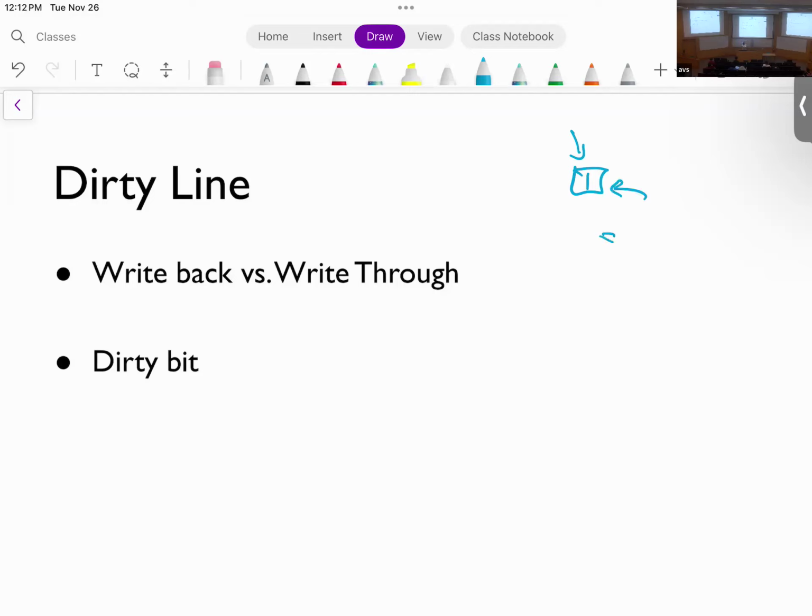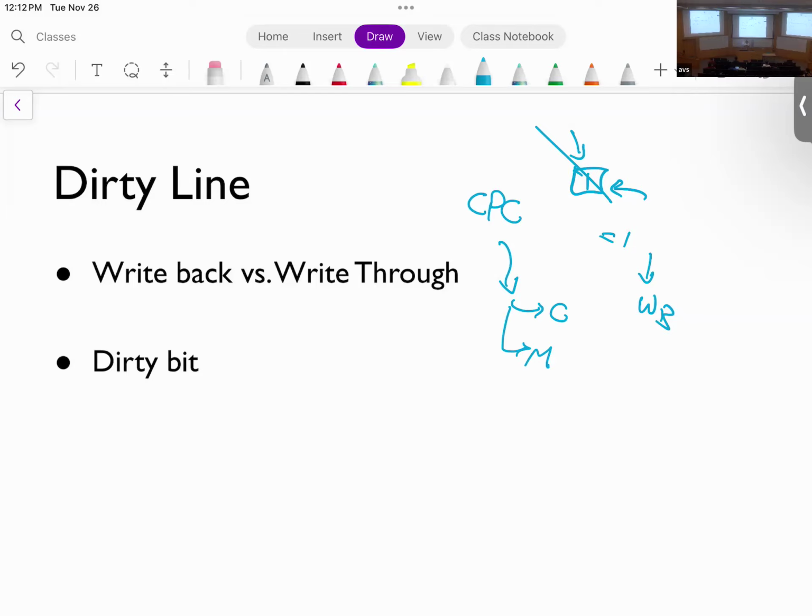If this bit is equal to 0, then we write it back. Otherwise, we just discard it. Okay? Write-through strategy was whenever the CPU wants to update the cache, it will also update the memory. So any write from the CPU will do two things. It will update the cache, it will update the memory at the same time. So this will issue more writes to the memory, so it takes more bandwidth, creates more traffic.